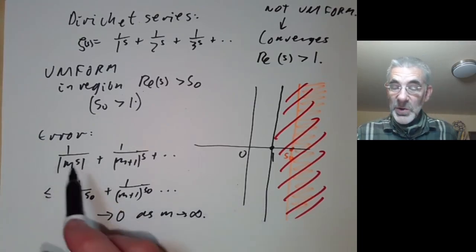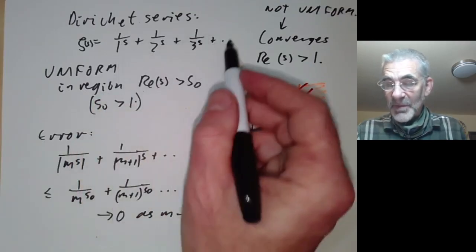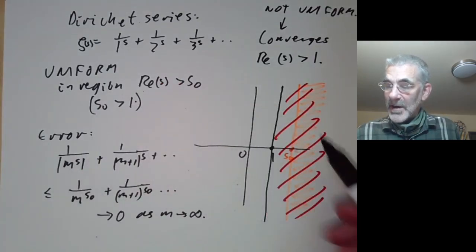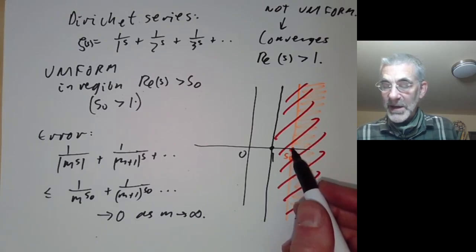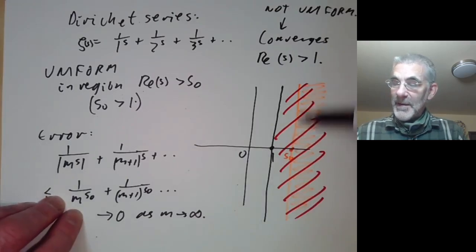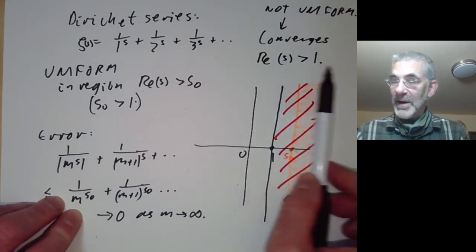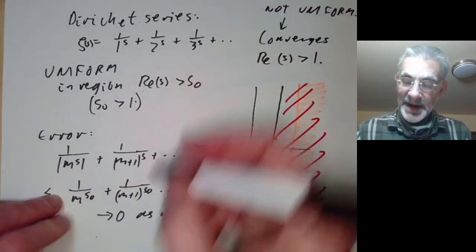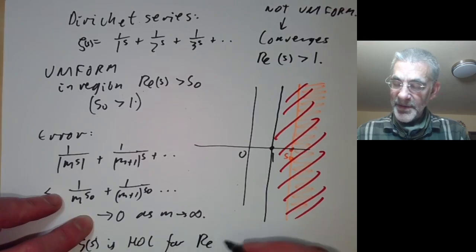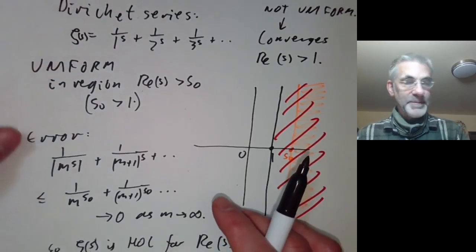So we get uniform convergence of the tail of the series for zeta of s, provided we stick to a region with the real part greater than s0 for some fixed s0. So the convergence is uniform in a series of regions whose union is the whole half plane of real part greater than 1. So zeta of s is holomorphic for the real part of s greater than 1, even though the convergence isn't uniform in this region.